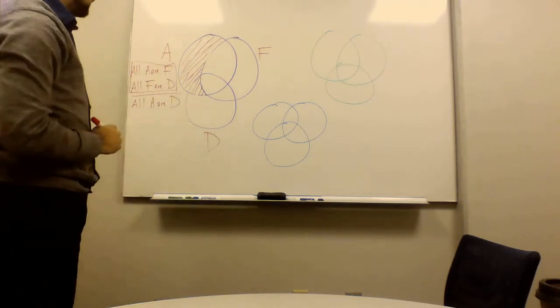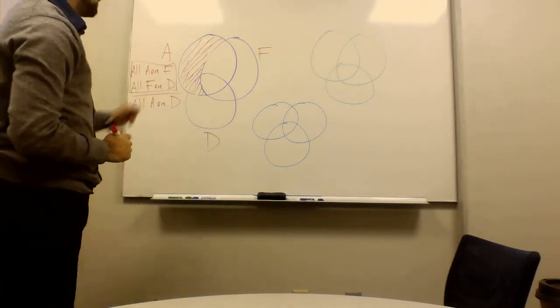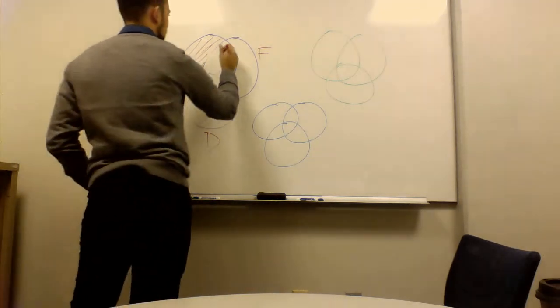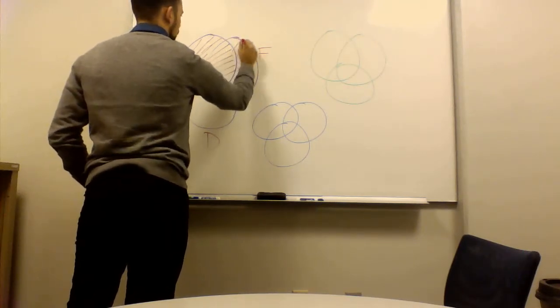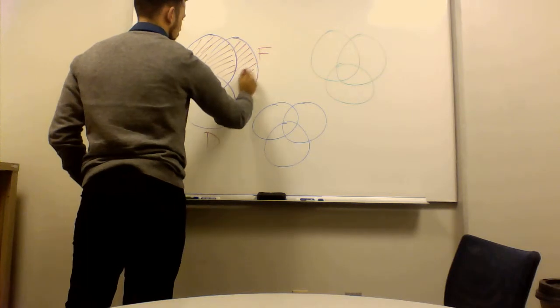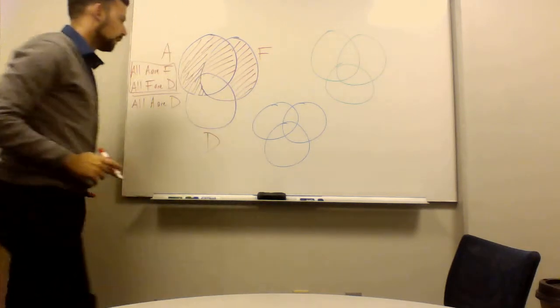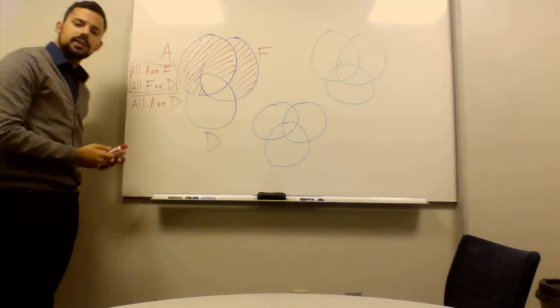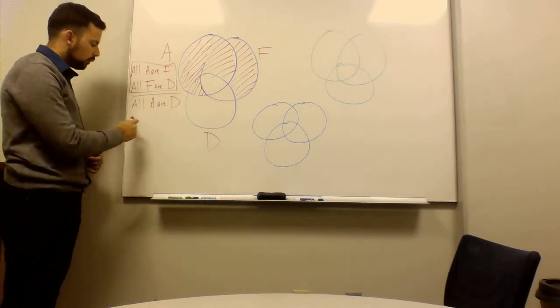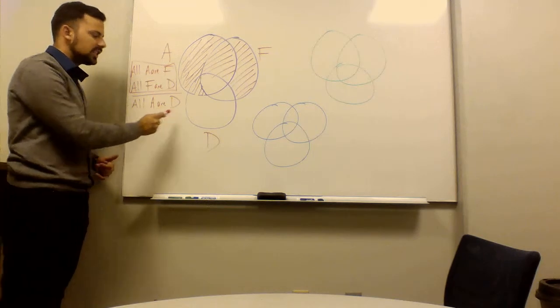Okay. The next one says all F are D, so let's go ahead and eliminate any F's which are not D's. Okay. And so that's what these two premises look like graphed. Now, what does the conclusion say? The conclusion says all A are D.